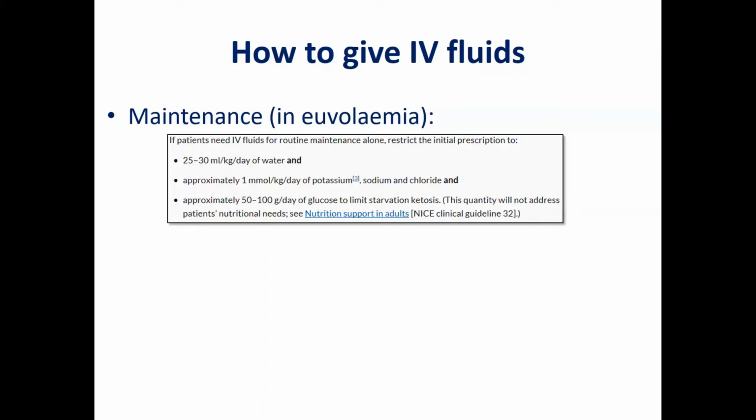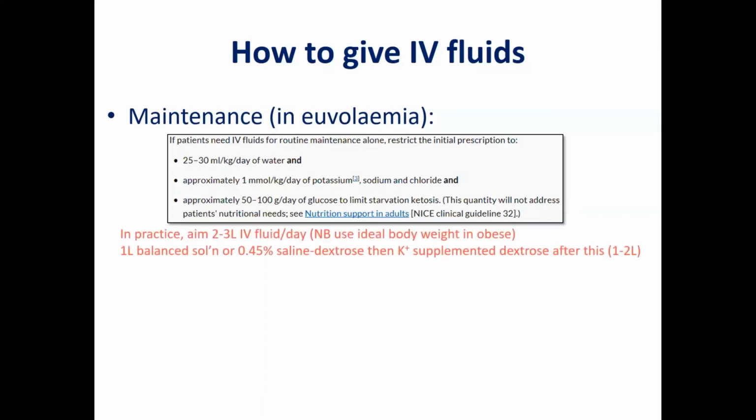And actually, that's quite a faff to remember. So really, you aim for 2 to 3 liters of IV fluid a day. If it's a smaller person, you give 2 liters. If it's a bigger person, you give 3 liters. And remember, if they're obese, don't calculate on that mils per kilogram because you're going to be drowning them in water. So you use their ideal body weight. And how we would do that practically is you'd use a litre of balanced solution, so a litre of Plasma-Lite over 8 hours perhaps, or 12 hours. Alternatively, you could use the saline dextrose, and then you'd use potassium supplemented dextrose after this.